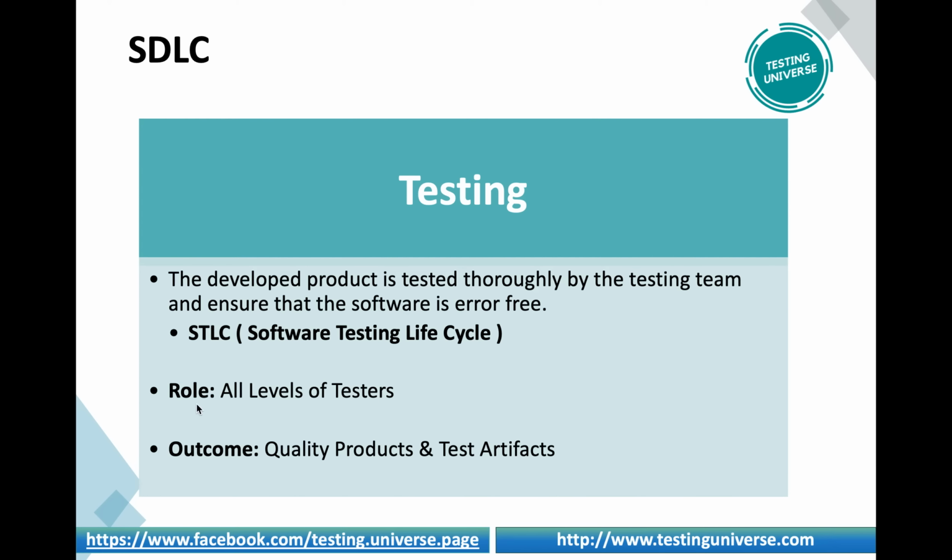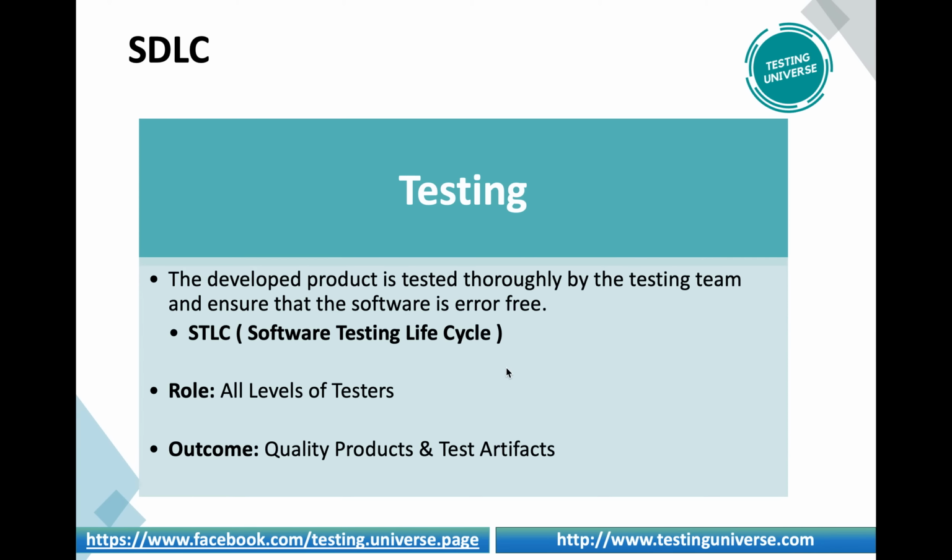So what are all the roles which are involved? All levels of testers, meaning junior testers, senior testers, team leads, project managers, or test managers. All those persons will be involved in this. And then the outcome: quality product and test artifacts. Test artifacts means a lot of documents will be generated in this particular software testing life cycle.